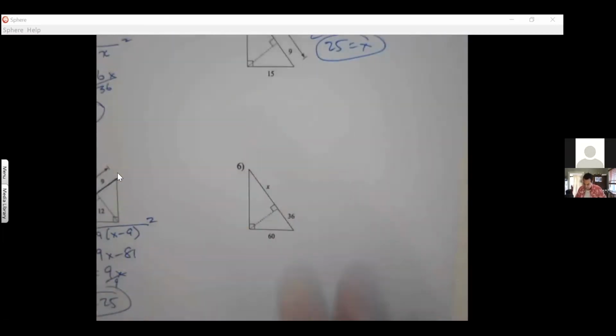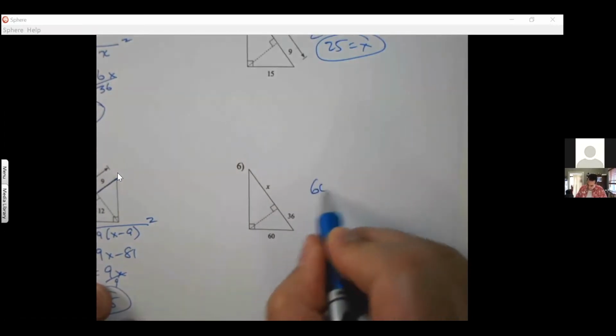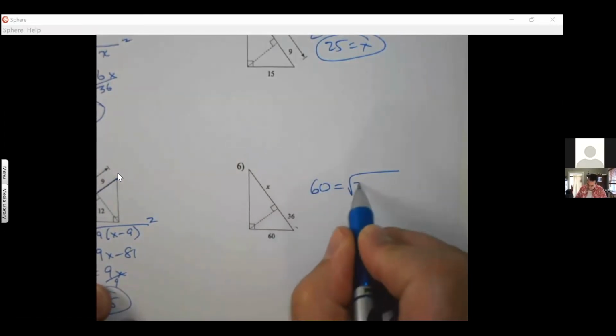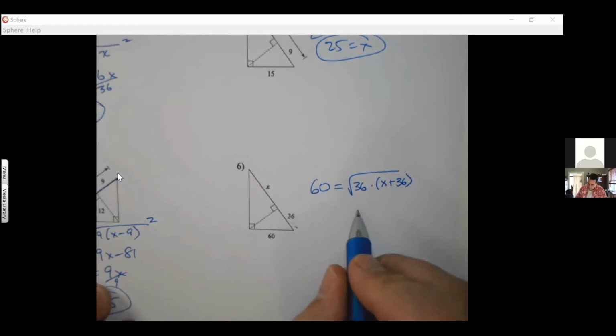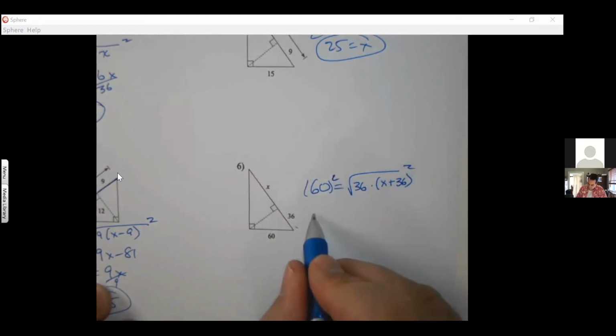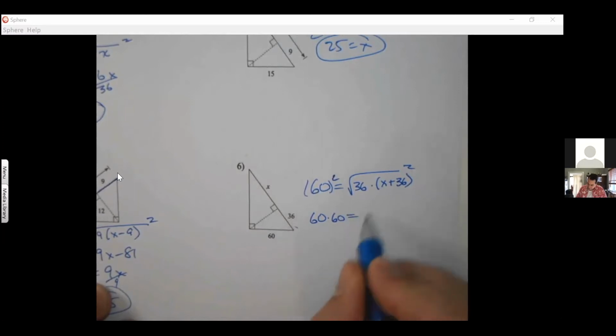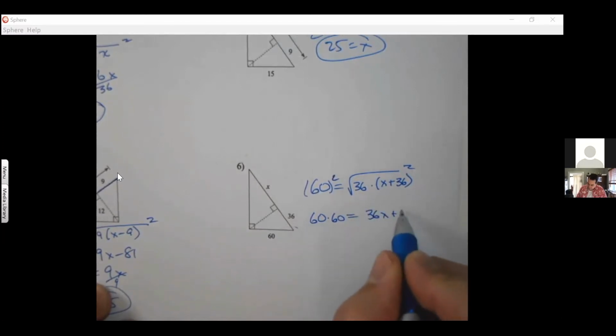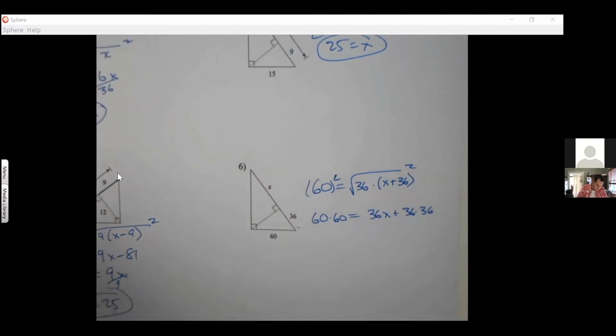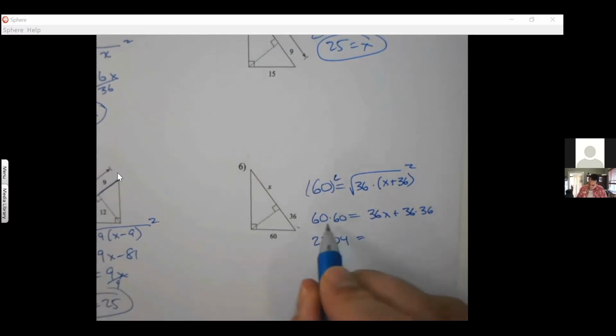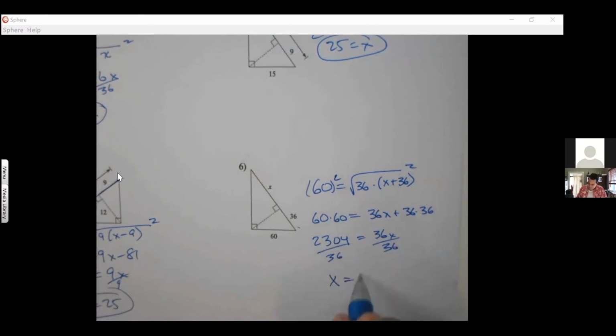Last one is the leg. So I'm going to say 60 equals square root of this part, 36, and then this whole part, x plus 36. I'm going to square both sides. I'm going to leave it as 60 times 60 equals 36x plus 36 times 36. I guess I've got to take that anyway. So this would be 2304, which is this minus that, equals 36x. Divide by 36, divide by 36, so x equals 64.